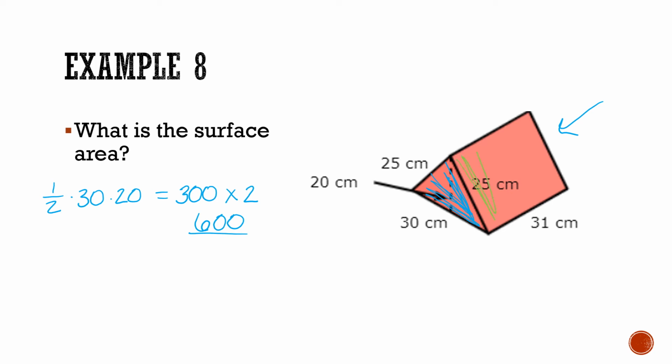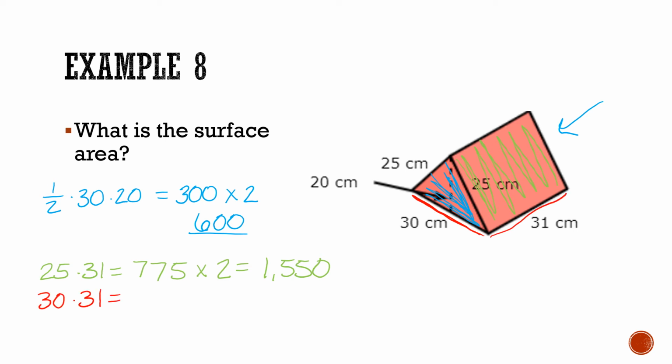Then we're going to do this rectangle here on the side, which is 25 by 31. So 25 times 31 gives us 775, and there's 2 sides like that. So multiply by 2 is 1,550. And then we still have to get this base that it's sitting on, so 30 by 31. And 30 by 31 is 930.